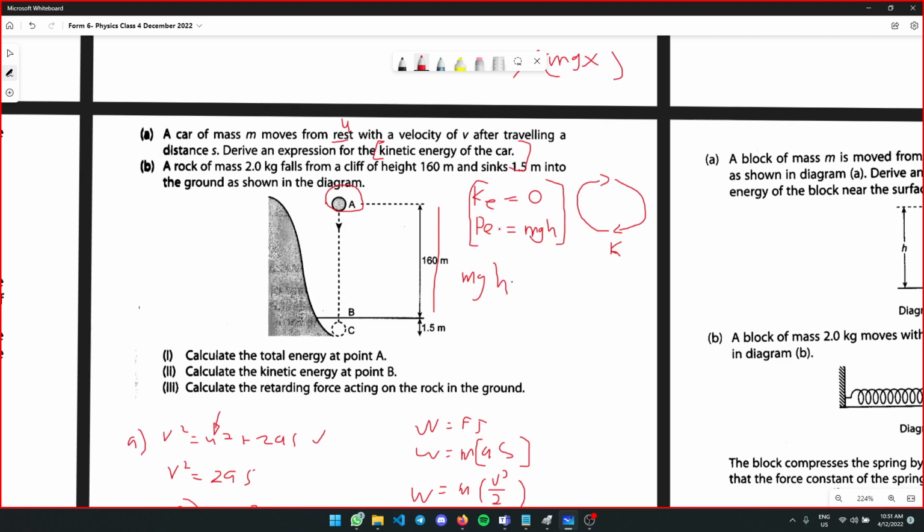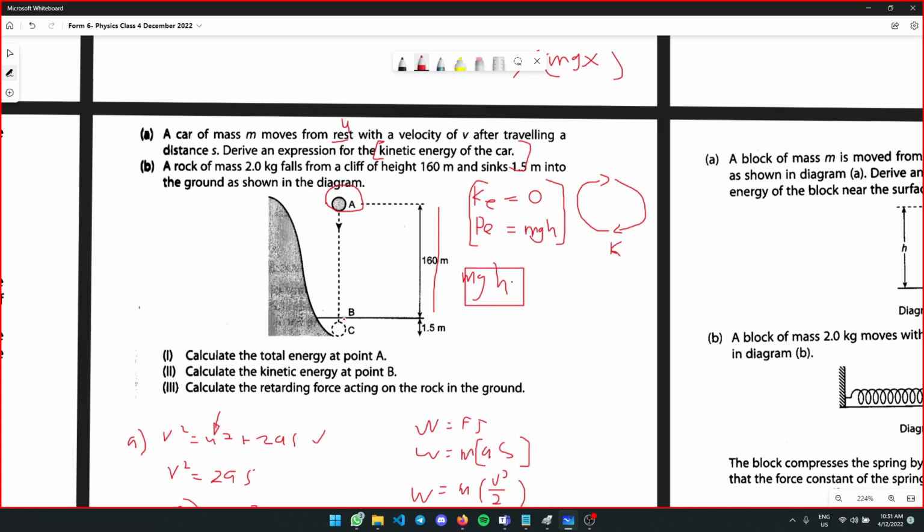At the maximum point, this is where it starts. At the point where it starts, something is not moving, so it doesn't have any kinetic energy. Kinetic energy is zero, and there is only potential energy. That's why we take mgh.